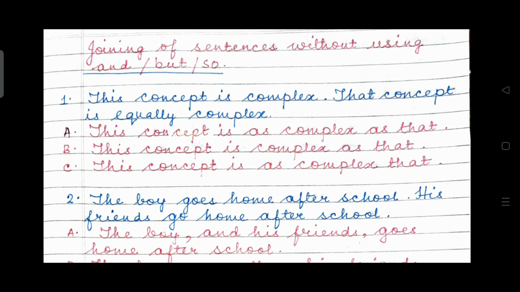This concept is complex. That concept is equally complex. The options. Option A: This concept is as complex as that. Option B: This concept is complex as that. Option C: This concept is as complex that. These are your 3 options. Try choosing the most appropriate answer.